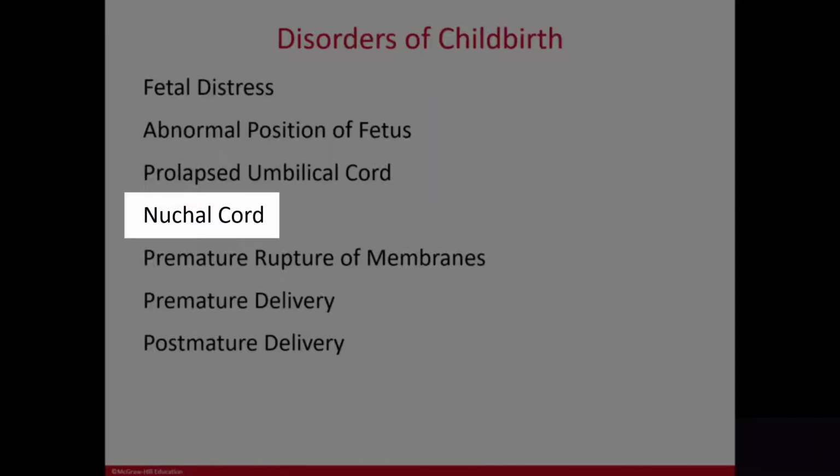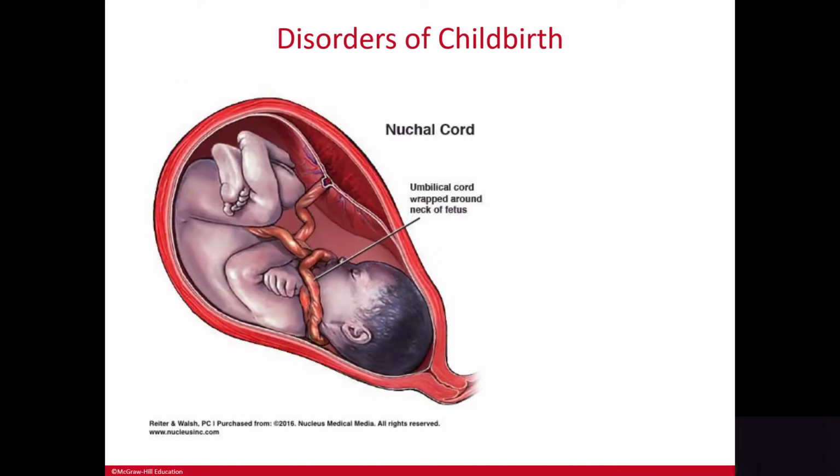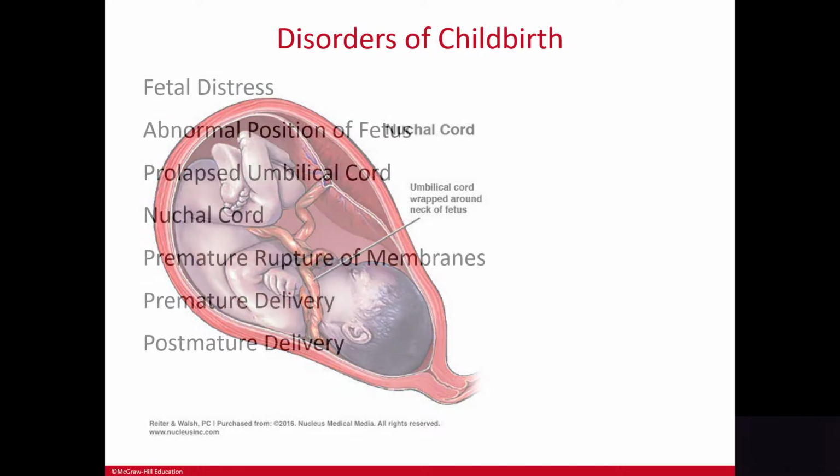Nuchal cord is a scary condition where the umbilical cord is wrapped around the baby's neck during delivery. The obvious problem here is that the cord may become compressed during labor contractions and cut off the baby's oxygen supply. So this must be handled very carefully. Nuchal cord occurs in about 20% of all deliveries.